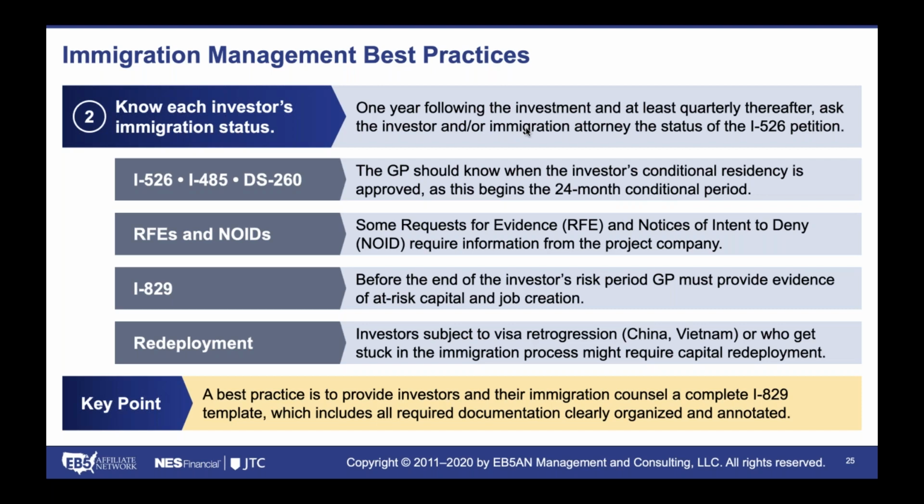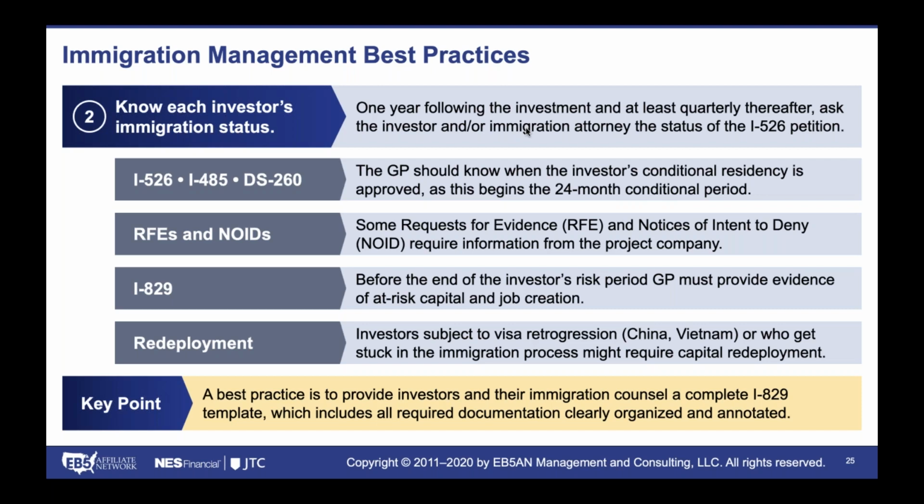And additionally, when investors are going through, they will get some RFEs and NOIDs, requests for evidence, notices of intent to deny, and being able to provide all of this backup information is critical to help answer these different pieces. So the best practice as the GP is to be able to provide the immigration attorney and the regional center with a full package of information at the time of I-829 filing. So being organized and record keeping is definitely a good best practice. And Reed, can you jump in and tell us a little bit more about the immigration workflow and some of the unique things that it provides to sponsors?